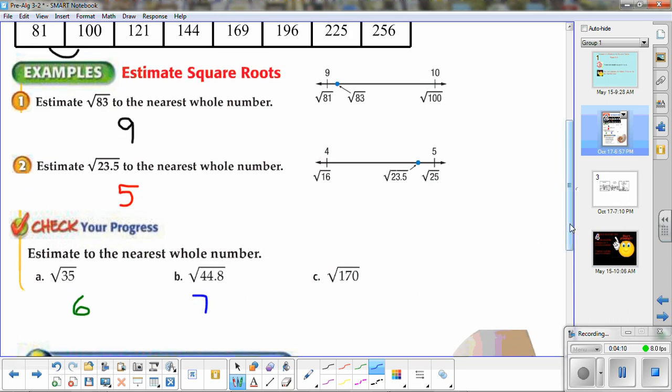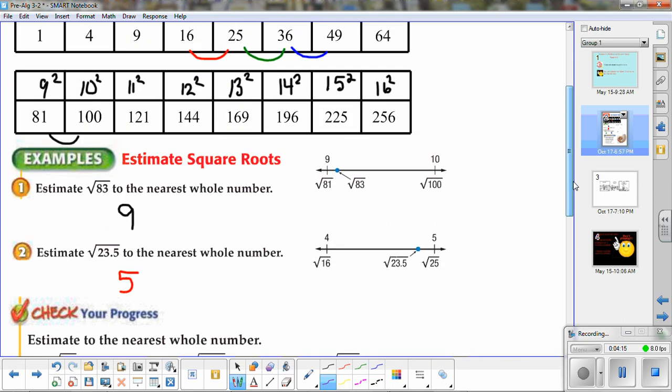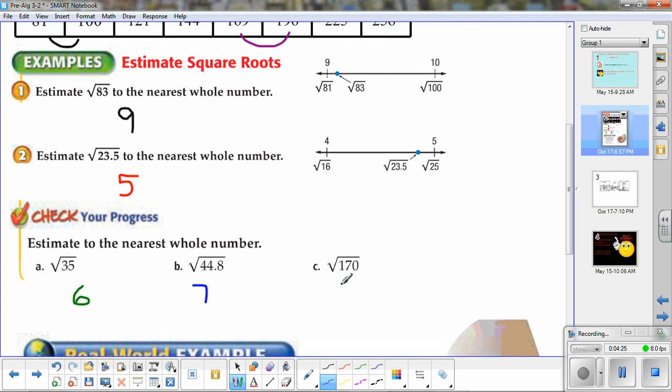And then the last one, square root of 170. 170 is going to be right between these, and it's very close to this one. And the square root of 169 is 13. So to the nearest whole number, the square root of 170 is 13.